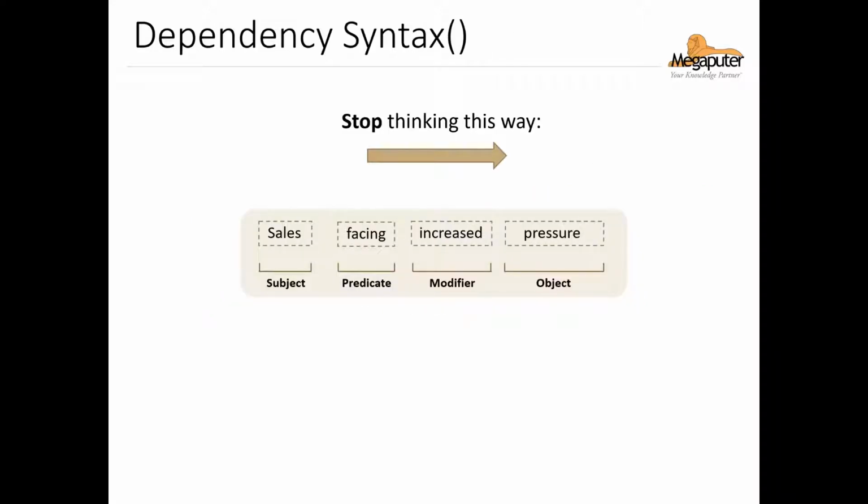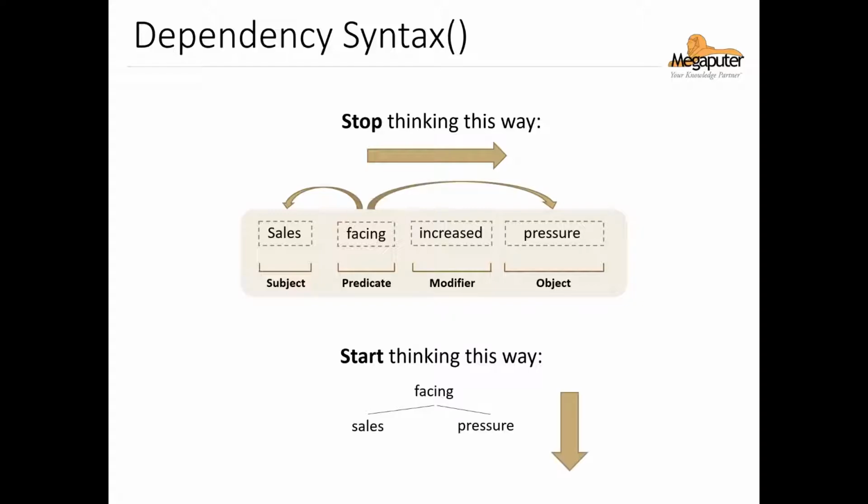So we're very inclined to think linearly along the sentence when we're trying to analyze these. So sales facing increased pressure. That's the way we kind of naturally want to think. But to help create these queries, understand what's going on in the actual dependency syntax of our speech, we should be thinking more like a tree diagram. So start at the predicate, facing going to sales, okay, that's relationship. And then we're going from facing to pressure, that's another branch. And then from pressure to increased.